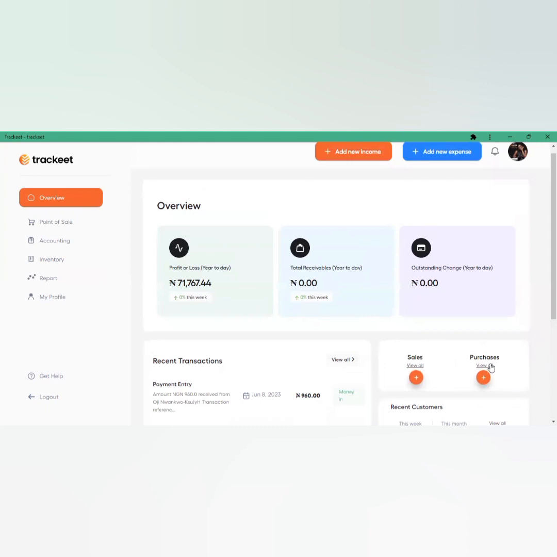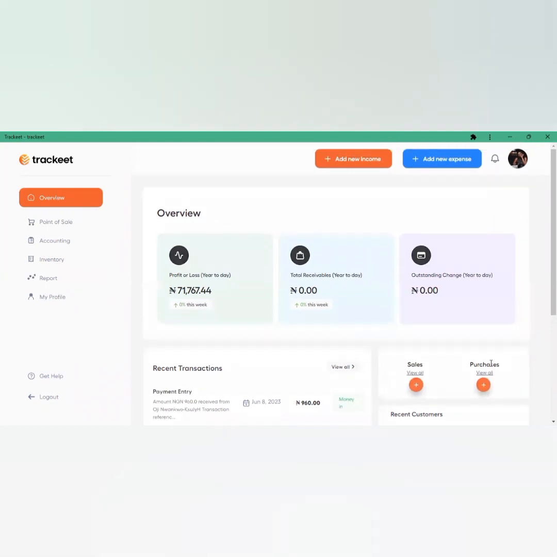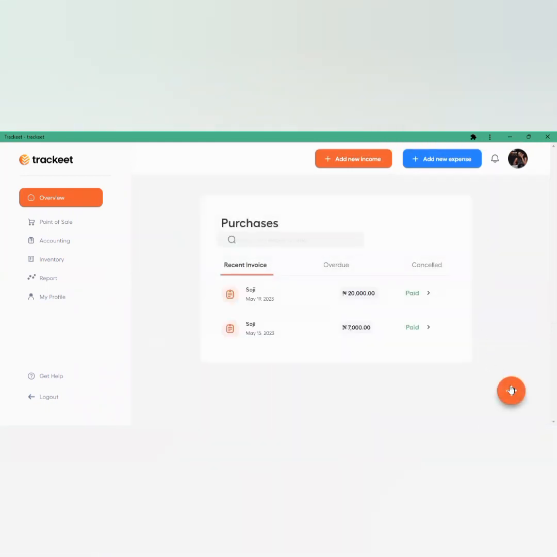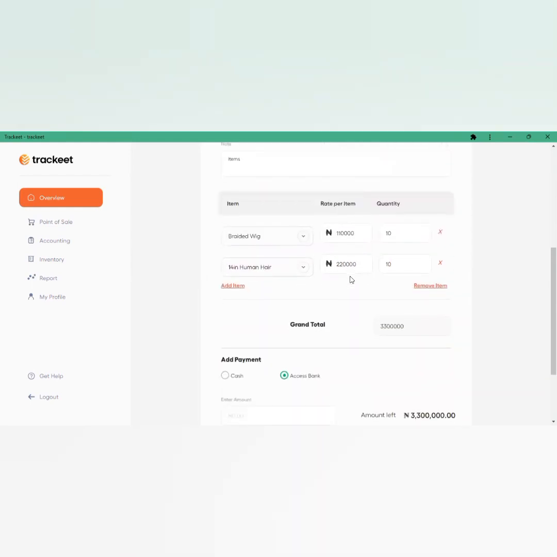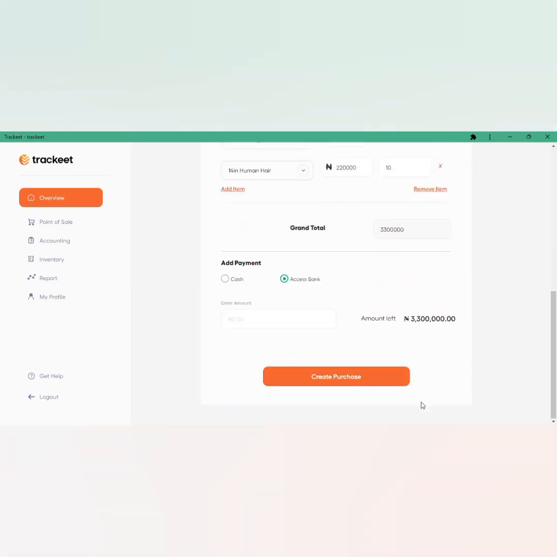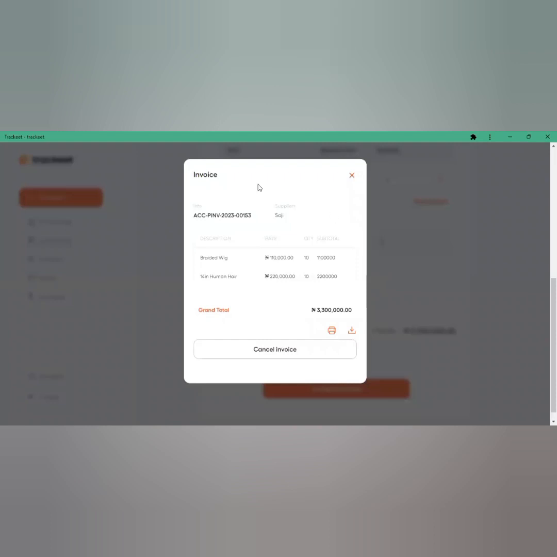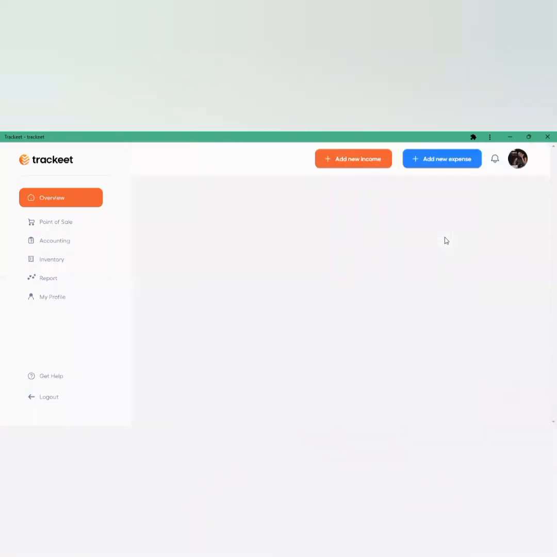And so I'm going to be using this purchase here on the overview section, and I am going to be adding a new purchase. Vendor. Here's the purchase we're going to be running. Soji is my vendor, and here is the item I'm getting from Soji: braided wig and human hair. Then I'll make my payment and submit. And my expenses for this is 3.3 million naira.